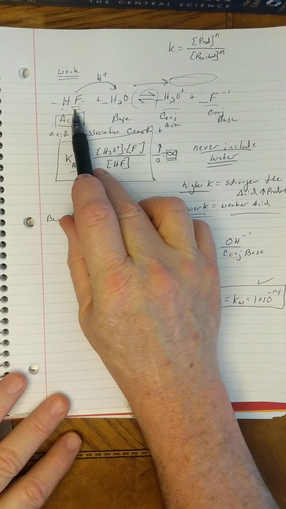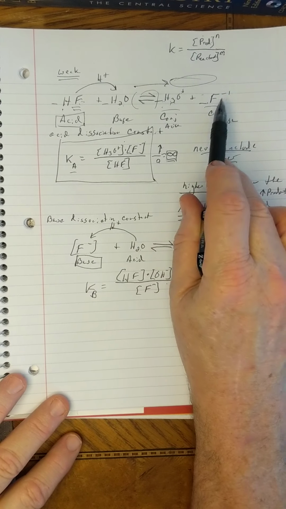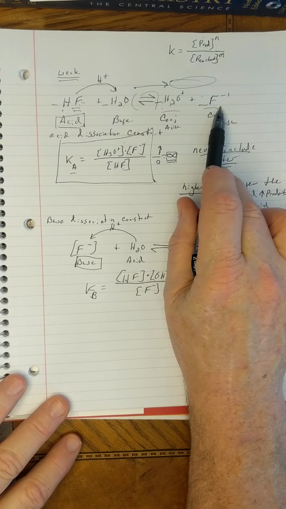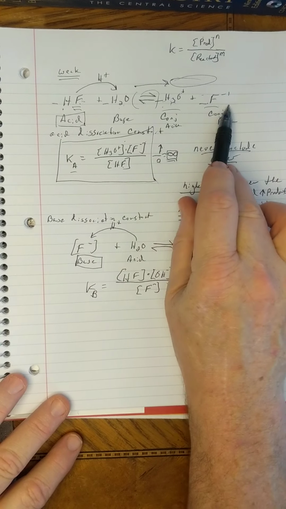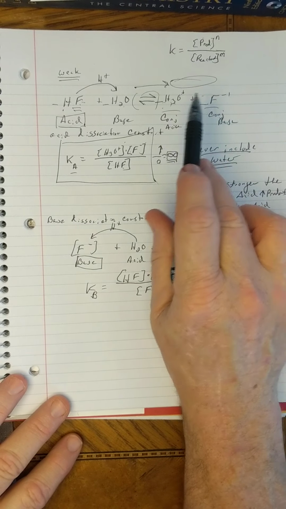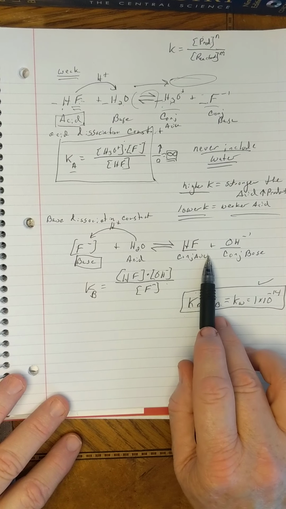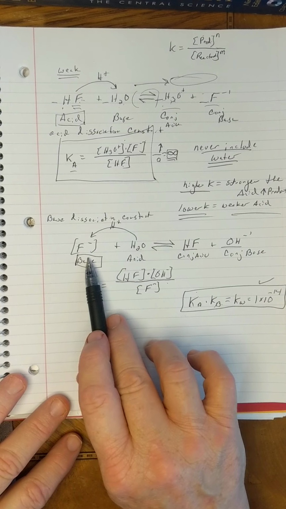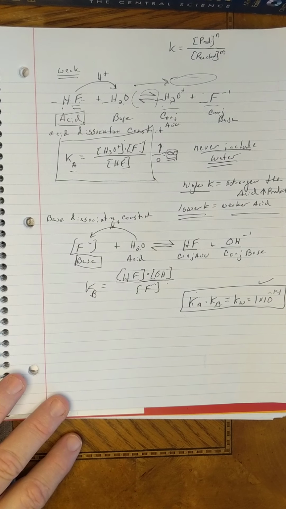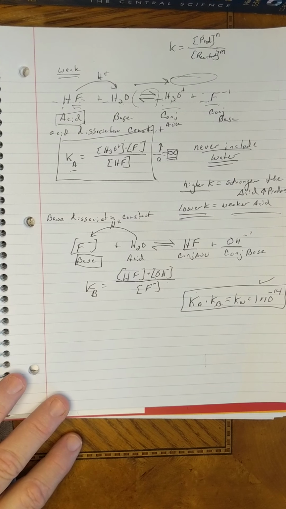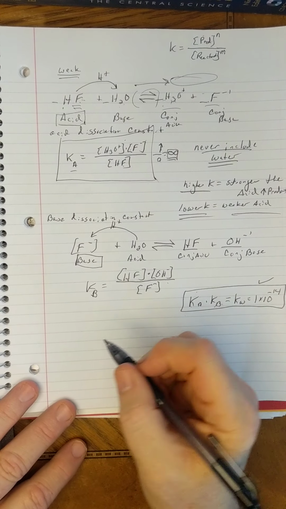And what this says is if you have a weak acid, the weaker the acid, the stronger the conjugate base. The stronger the acid, the weaker your conjugate base. Just the opposite here. The stronger your base, the weaker your conjugate acid. So a strong base makes a weak conjugate, and a strong acid makes a weak conjugate.